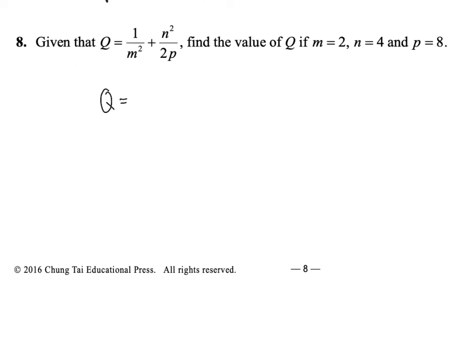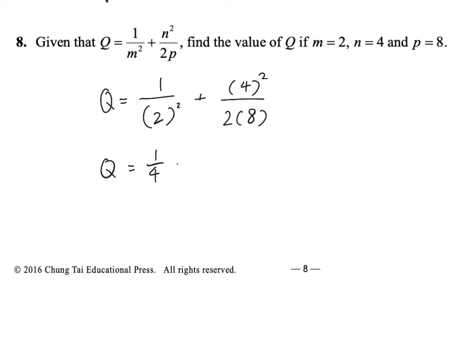For q, the same applies. So basically, the answer should look like this for q. So you put back the values one by one. You will know that q equals to 1 over 4 plus 16 over 16. So you have q equals to 1 and 1/4.